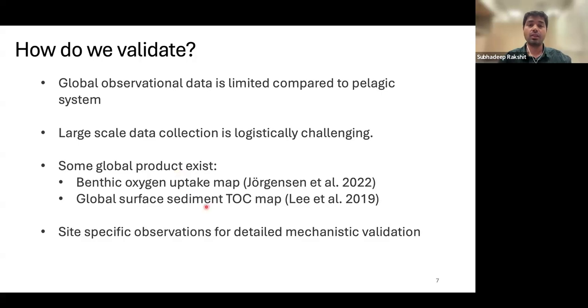However, these two don't always give you a lot of information on the mechanistic understanding of the sediment models. For example, they do not give you a good estimation of the pore water profiles or the variation of the organic matter concentration with depth. For that, we need to use site-specific observations for detailed mechanistic validation. So we used a combination of these two observational validations to validate our model.